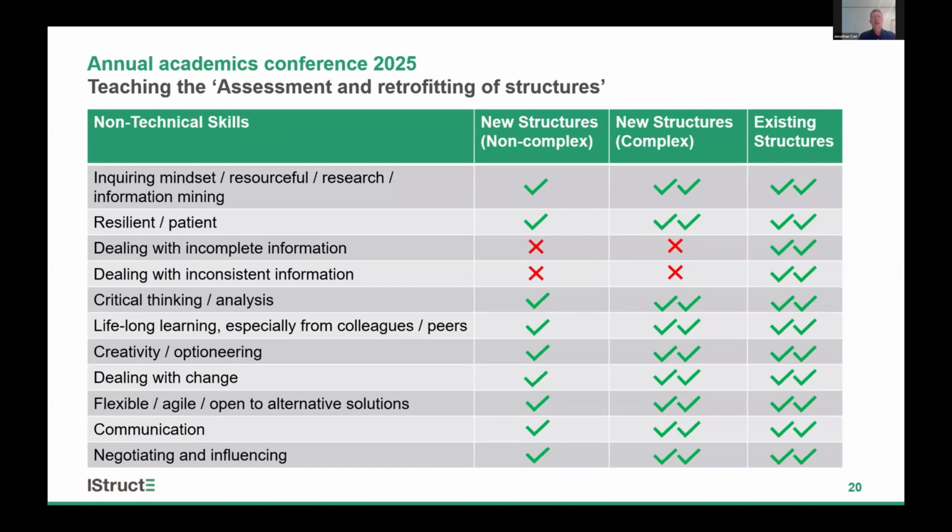Moving then onto non-technical skills. It's a similar sort of situation. We can see there are some non-technical skills that are perhaps not unique to existing structures, but certainly much more required for existing structures than for new structures. For example, dealing with incomplete and inconsistent information is much more of an issue. And then for a lot of the other non-technical skills required for existing structures, there's quite a lot of overlap, particularly with complex new structures and to a lesser extent with non-complex new structures.